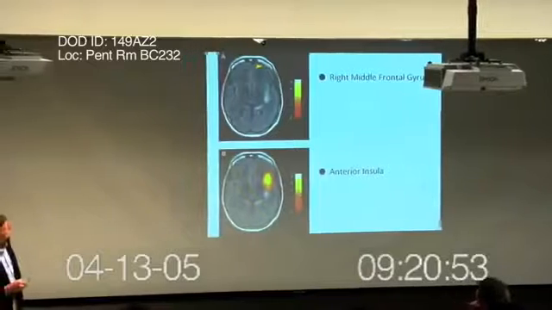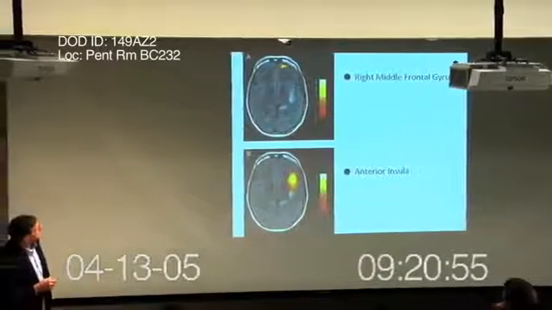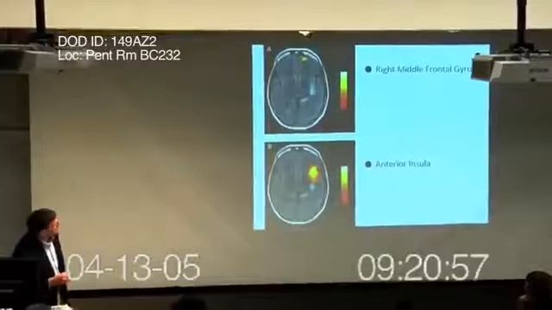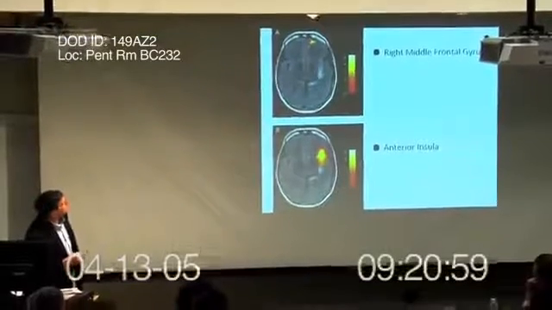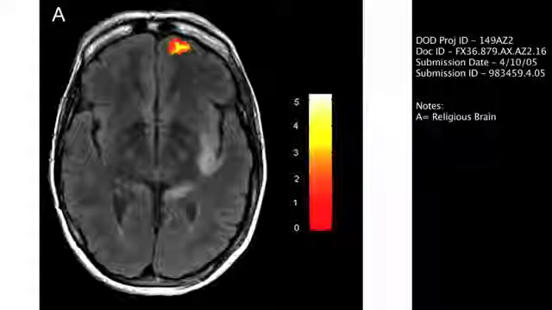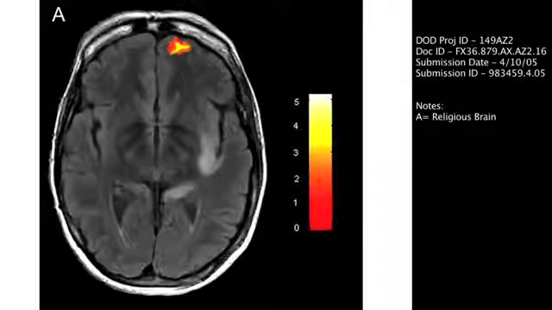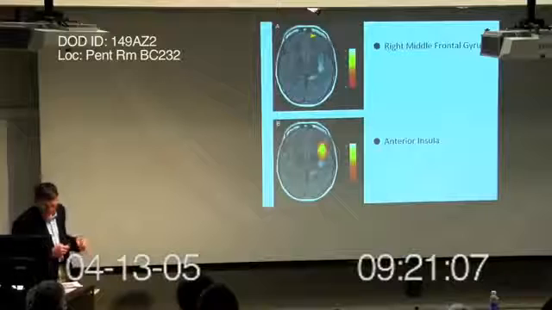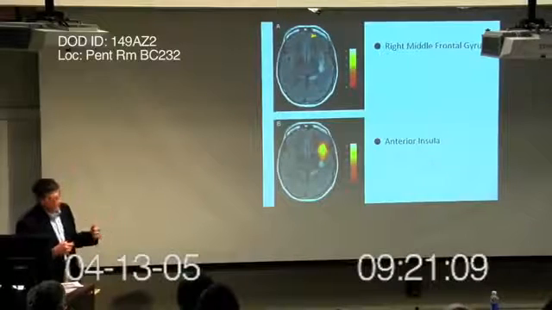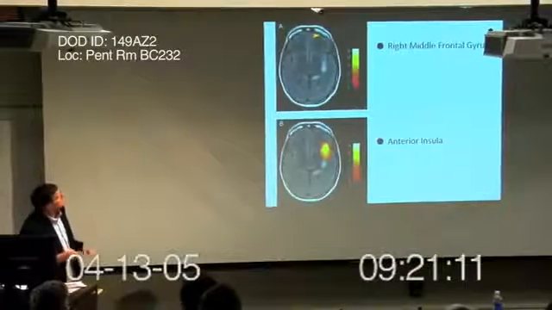This individual lit up the right middle frontal gyrus, shown here, and that's a part of the brain that's associated with theory of mind. It's a part of the brain that has to do with intents and beliefs and desires.